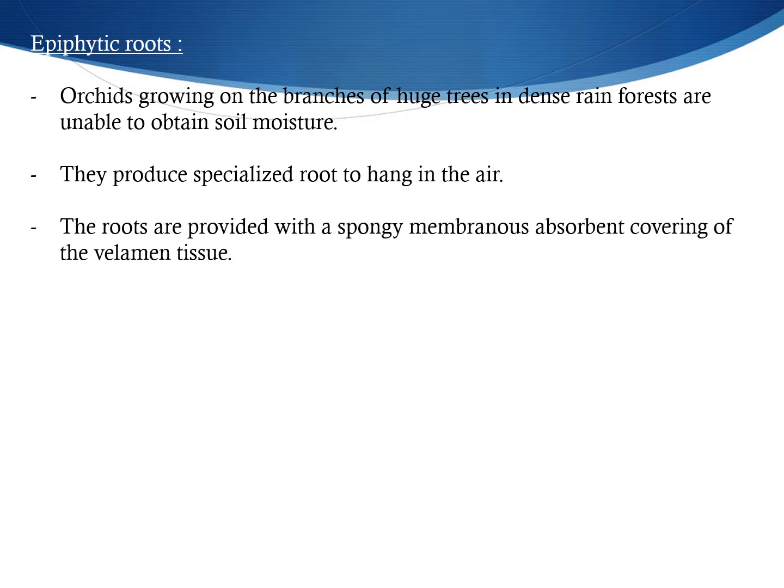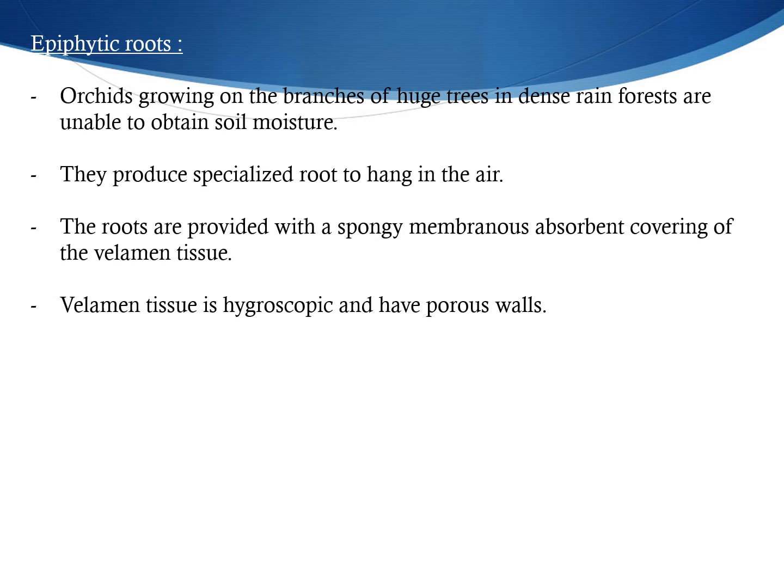The roots are provided with a spongy, membranous, absorbent covering of the velamen tissue. Velamen tissue is hygroscopic and has porous walls. Here, the word hygroscopic means it can absorb water, it can absorb moisture.